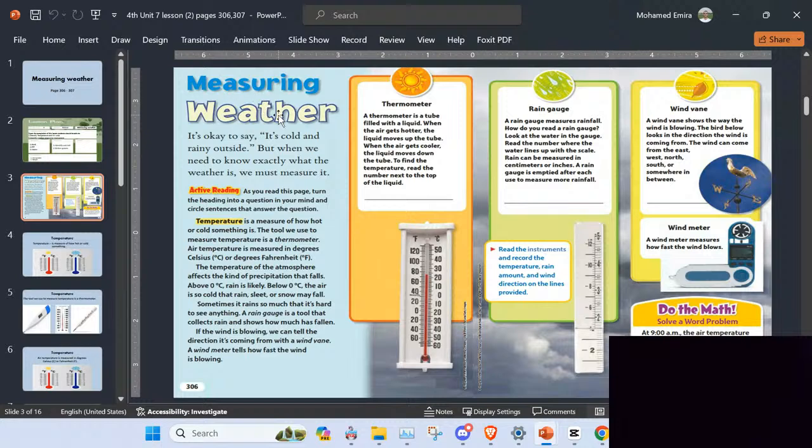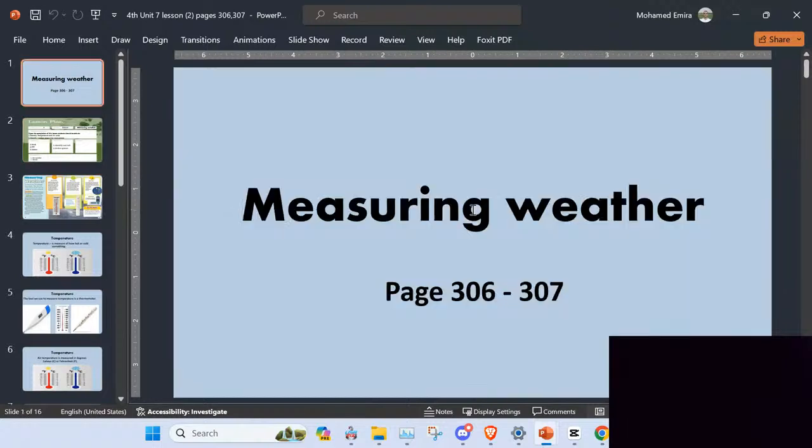Measuring the weather. Okay, so we said that weather can be sunny, can be rainy, it can be windy. So, how sunny is it? How rainy is it? How windy is it? This is our question for this session, for this PowerPoint. This PowerPoint is covering two pages, 306, 307.